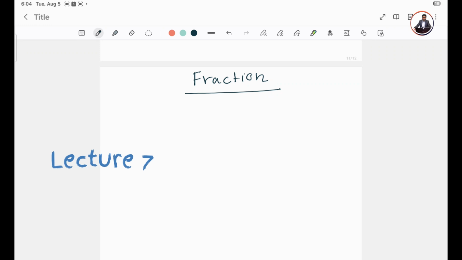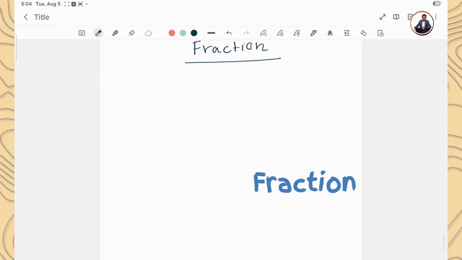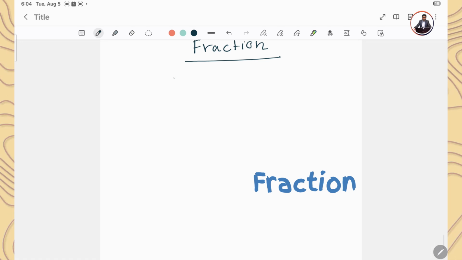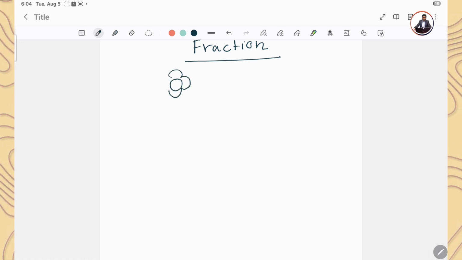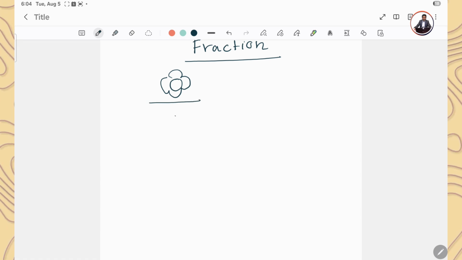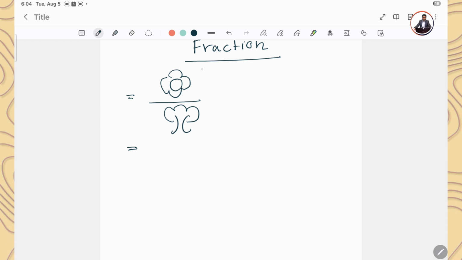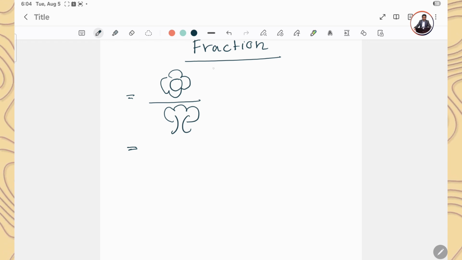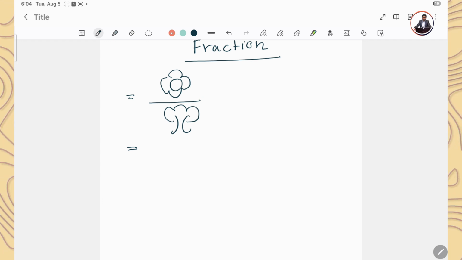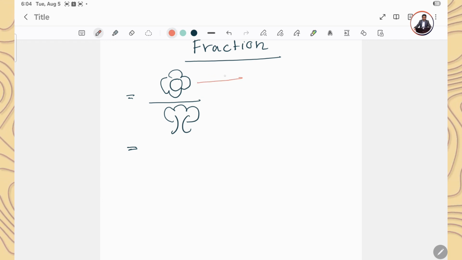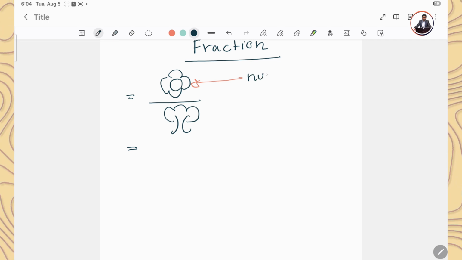In this session, I'm going to talk about the fraction. So the fraction is like this. If any two numbers, if we can represent like this, a flower and a tree. If any number we can represent like this, we call it a fraction. On the top part, we call it the numerator.